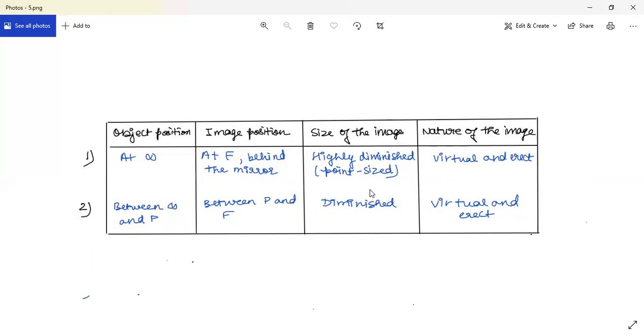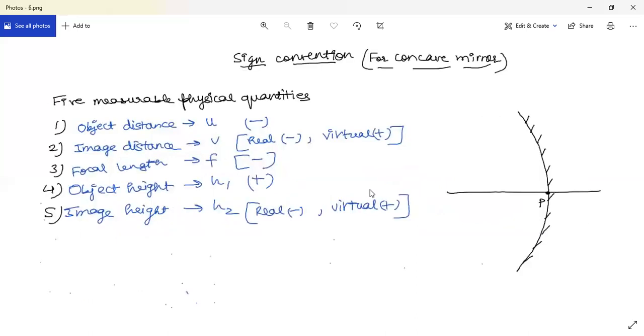Right? Because here only the reflected rays appear to be passing through the focus. So easy? Yeah. And when the object is anywhere between infinity and the pole, you will always get the image between P and F. Okay, fine.